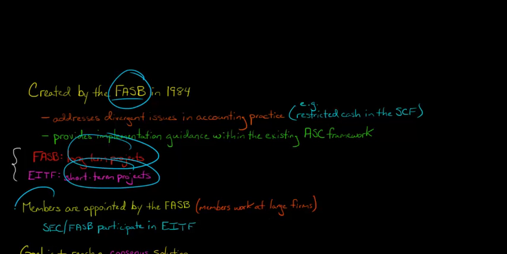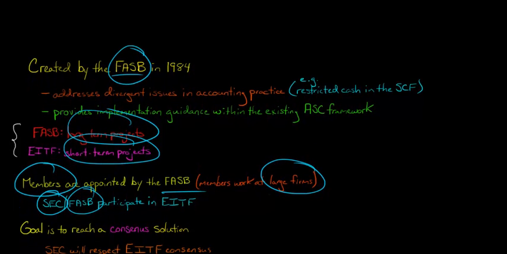Now, the members of the EITF are appointed by the FASB. And typically, the members of the EITF work at large firms. In many cases, it's large accounting firms, but it doesn't have to be. There have been people from Google and so forth who are members of the EITF. In addition, when you're having an EITF meeting or discussion, you can also have people from the SEC or the FASB there as well to participate and take part in the discussion. For example, usually the chief accountant for the SEC will attend the meeting. The FASB board members could attend the meeting. So there's a large number of people that can take part in these discussions, not just the EITF.